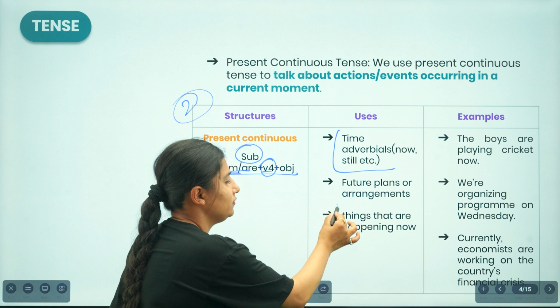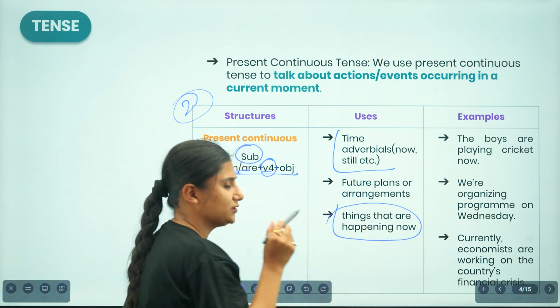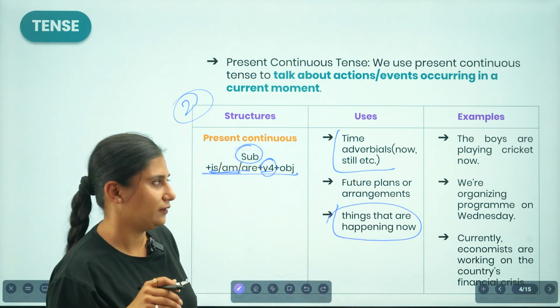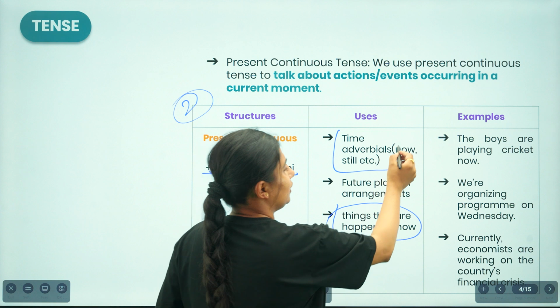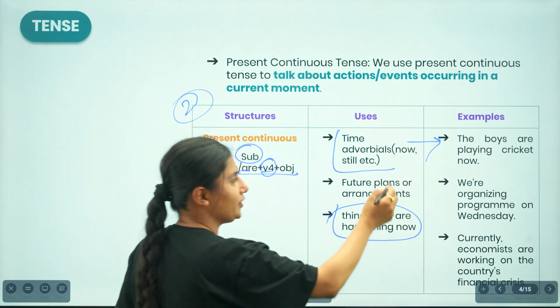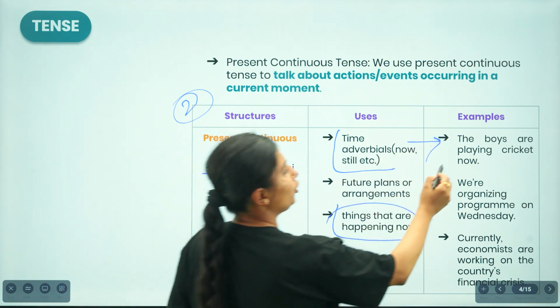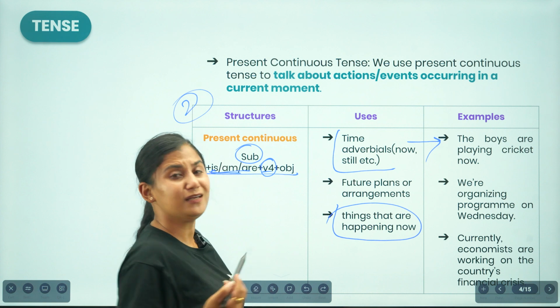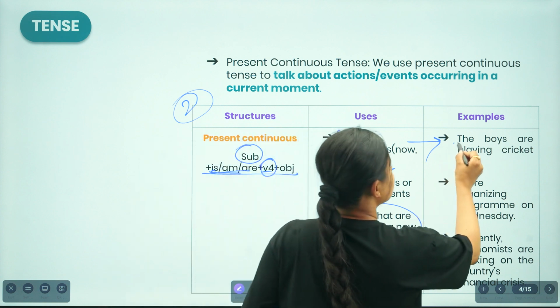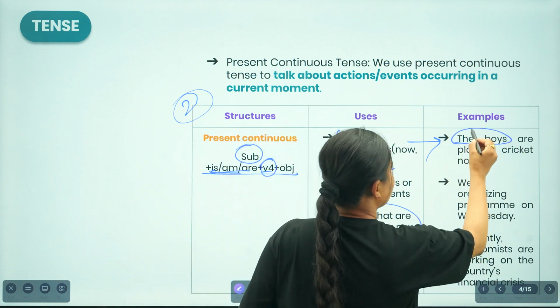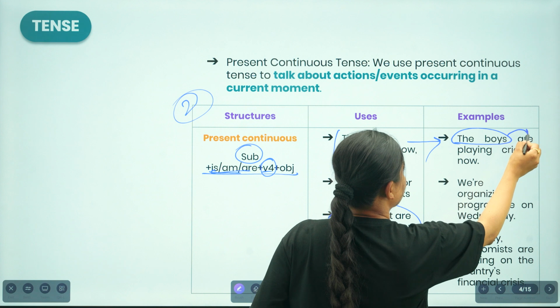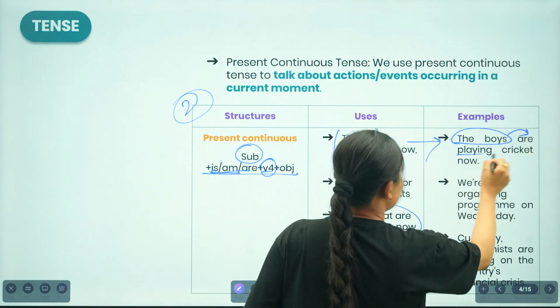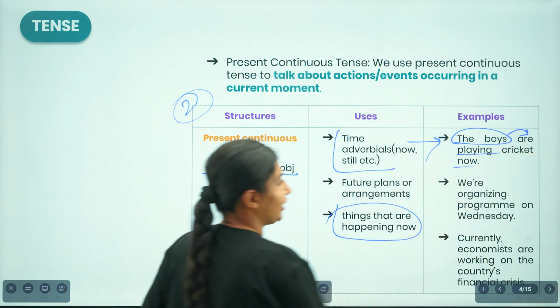Similarly, we talk about something that is happening now, something that is occurring at the moment, right? So for example, using a time adverbial, here is the sentence I created: the boys are playing cricket now. Here, the subject is the boys, and based on the subject I have chosen the auxiliary verb and then the verb, and then I've created a sentence.